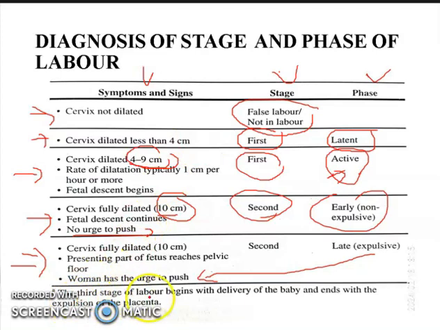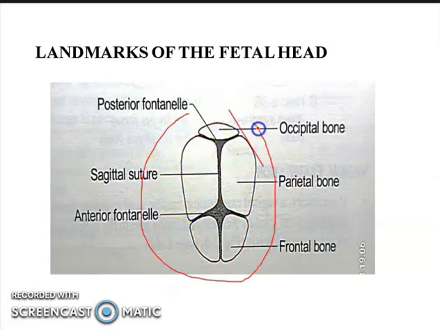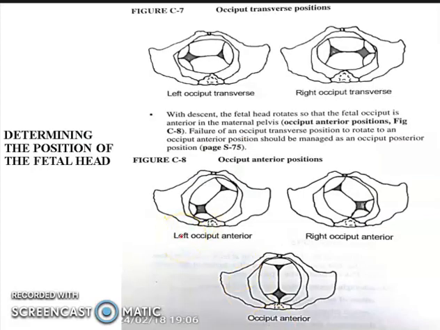Now the third stage of labor begins with delivery of the baby and ends with the expulsion of the placenta. That's the third stage of labor. These are the landmarks of the fetal head that will help you determine the position of the fetus when doing vaginal examination. So these are some of the positions that the fetus may be in during labor.